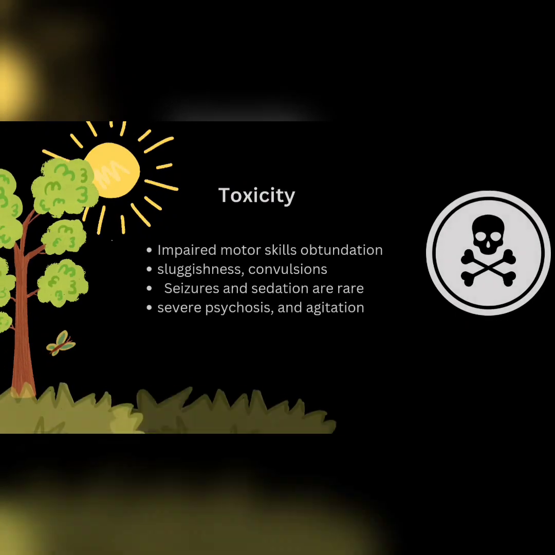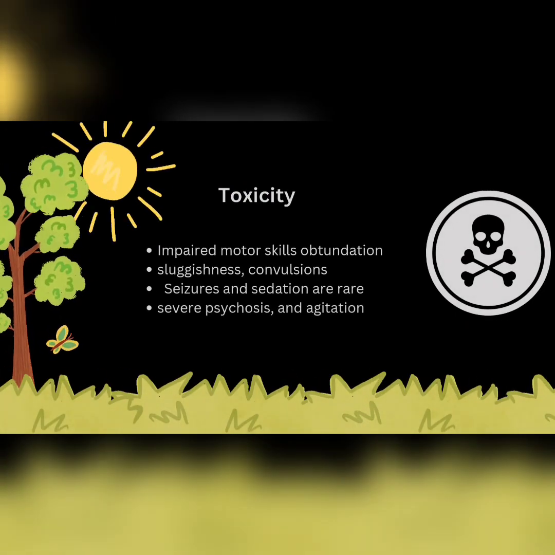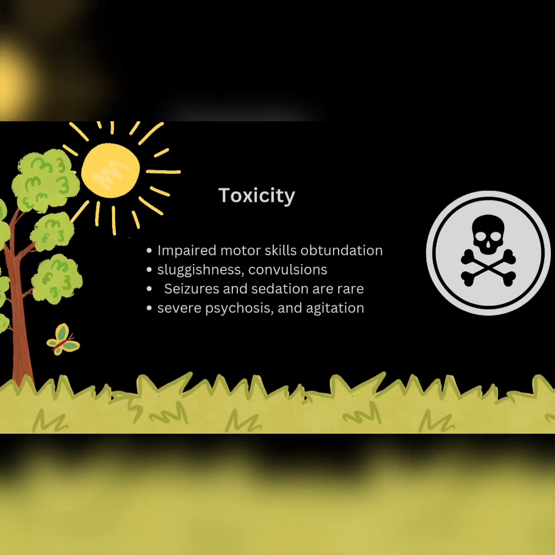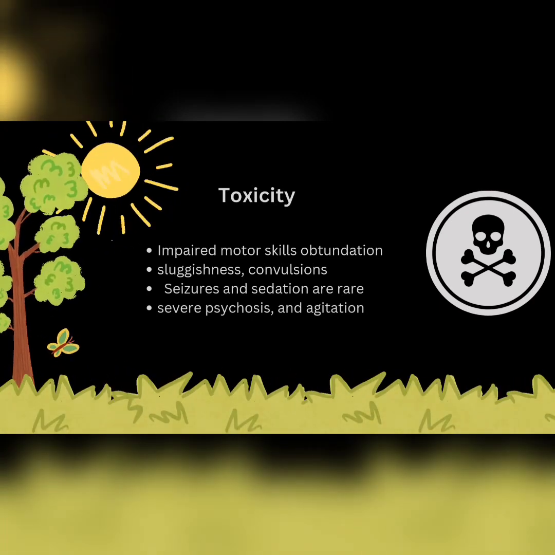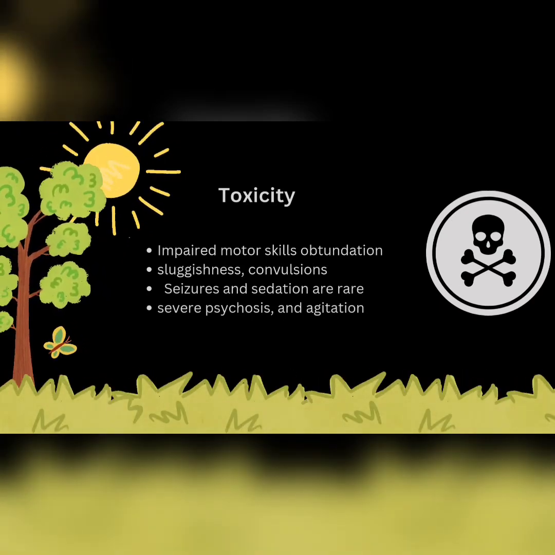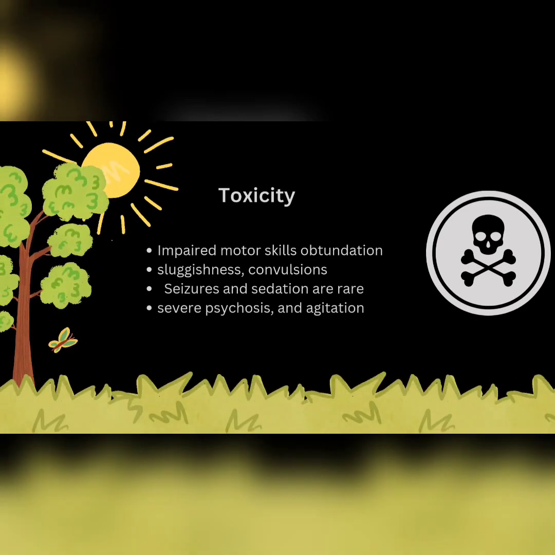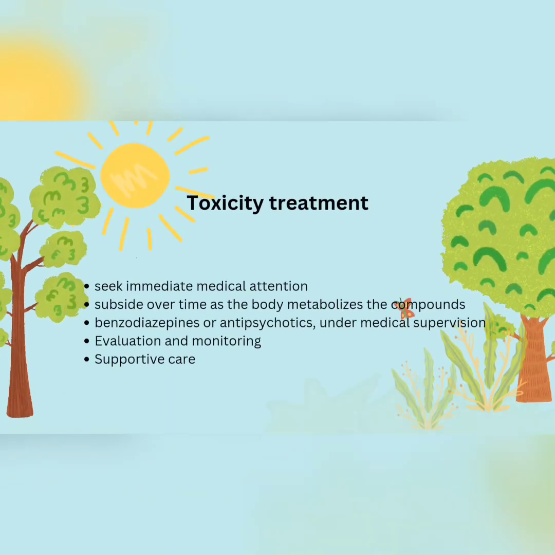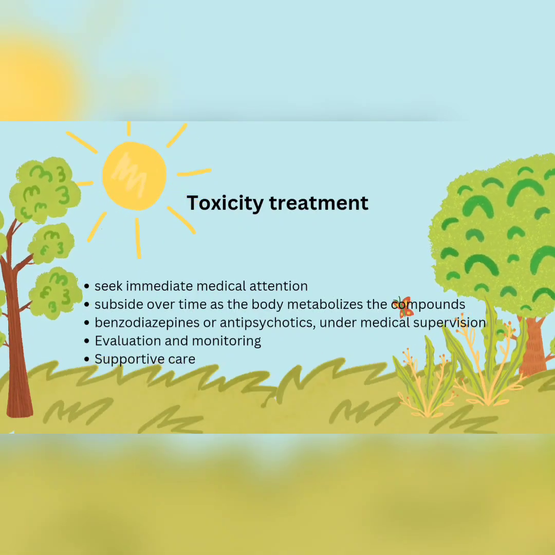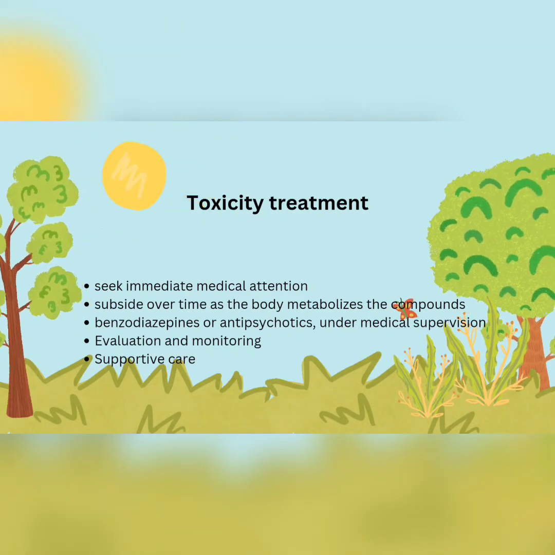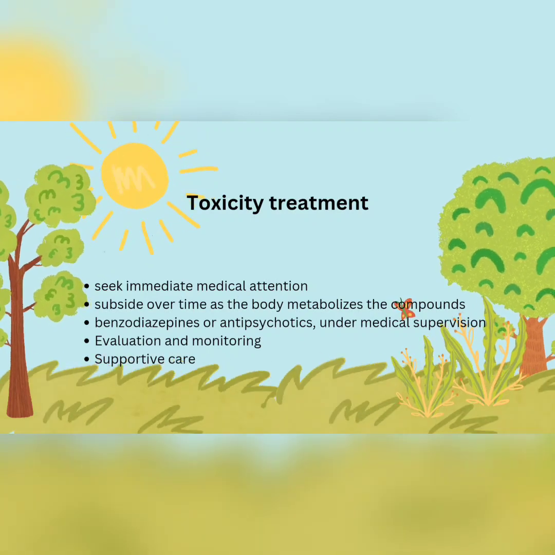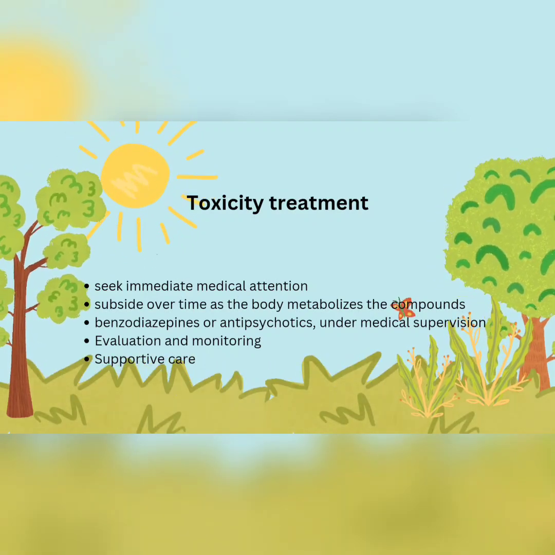Now we're going to talk about toxicity. The toxicity of cannabis can cause impaired motor skills, drowsiness, sluggishness, and convulsiveness. Seizures and sedation are actually rare, and severe psychosis can occur in sensitive patients. Agitation can also occur. So how can we treat the toxicity? It can be treated by seeking medical attention and subsides over time as the body metabolizes the compound. Benzodiazepines or antipsychotics, like aripiprazole, can be used under medical supervision in this condition, along with evaluation, monitoring, and supportive care.